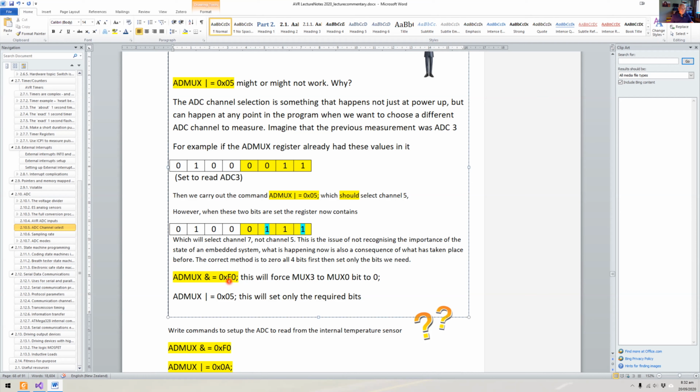Okay, so the output of this command would be to put all 0s here, and then you can set the required bits with this, and the output of this would be to set just these 2 bits here, which is what you're looking for. Again, let's just give a little example.